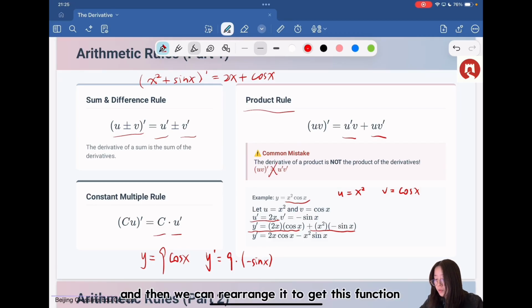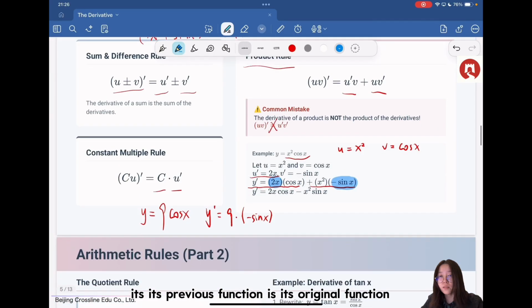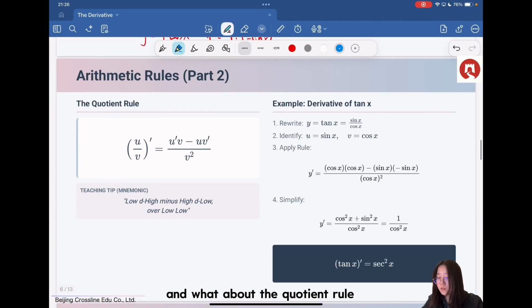And then we can rearrange it to get this function. So we have u prime times v plus u times v prime. Okay, so the shaded ones are the derivatives, and those I didn't shade are its previous function, its original function. And what about the quotient rule?